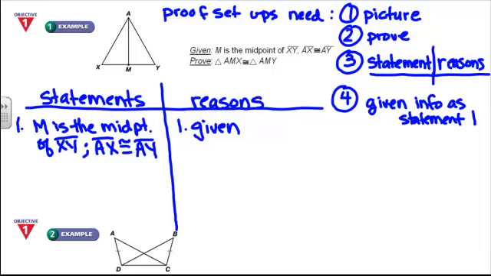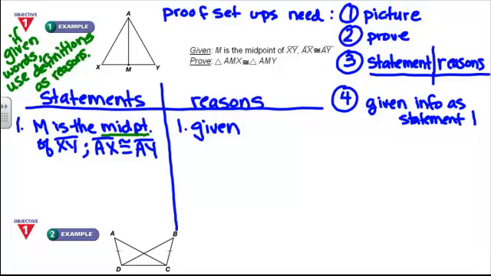Okay, before I do this, I want to give you a hint. Notice in the given information you have a word. If given words, use definitions as reasons. That's your hint. If you're given words, use definitions as reasons. And if you notice, we were given words. We were told M is the midpoint of segment XY.